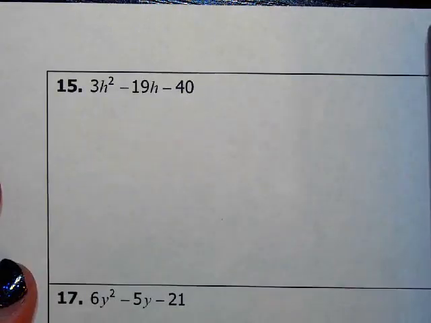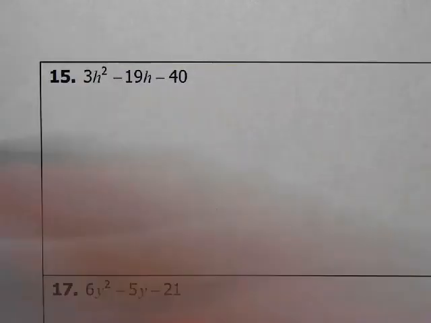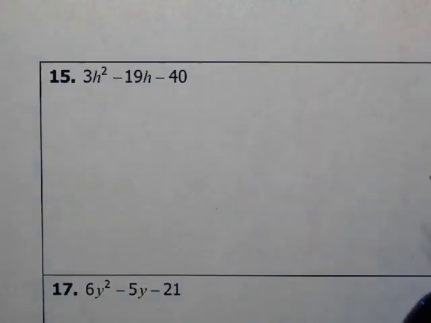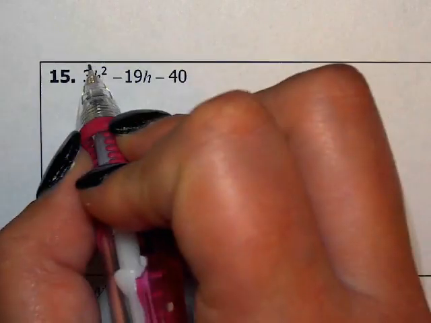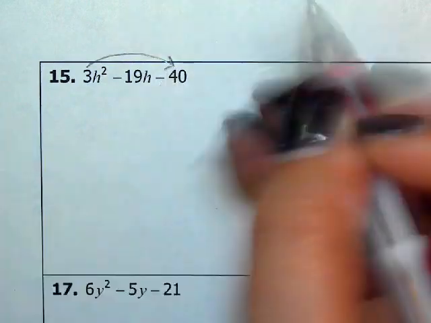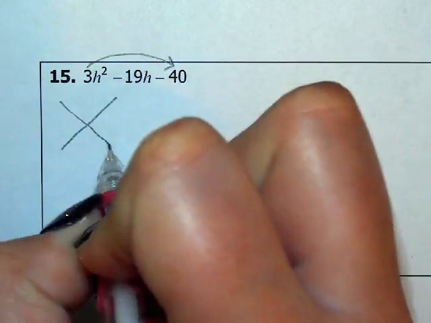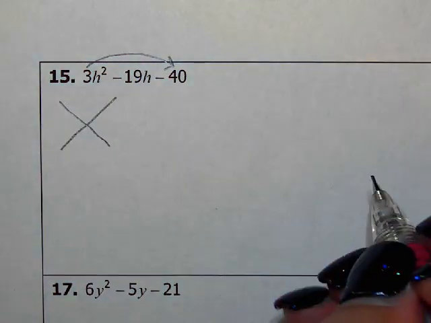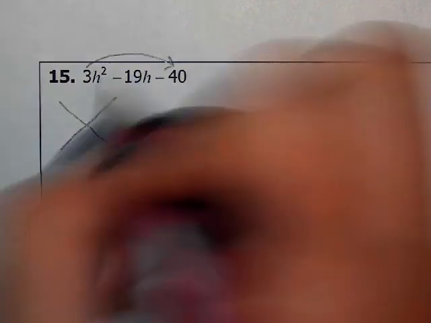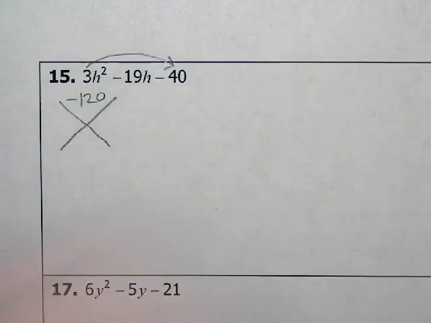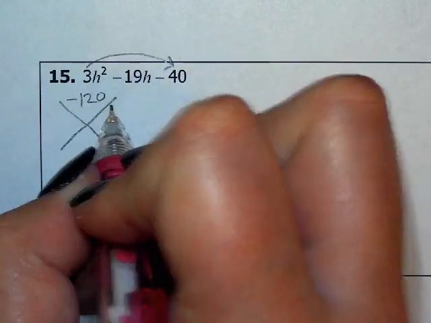Is 3 a GCF? No. Okay, so we're just going to start with the slide divide. So 3 times negative 40 is negative 120. That's what you meant. It was a typo. Okay. Negative 120, and so we're multiplying to negative 120. We're adding to negative 19.